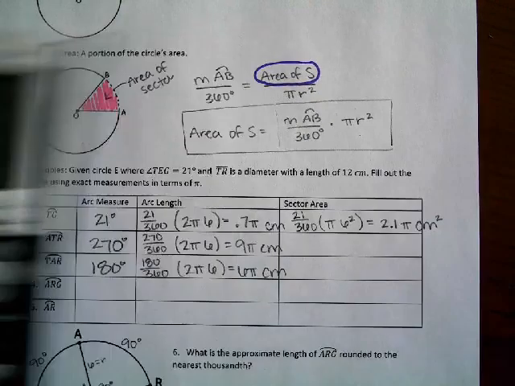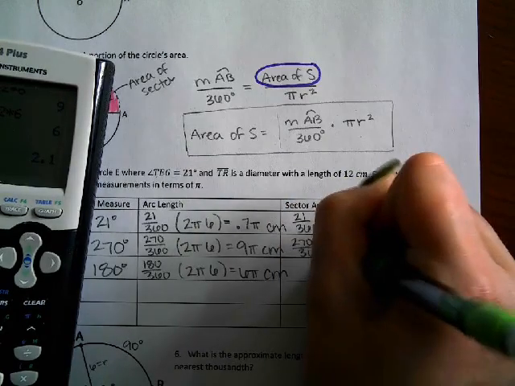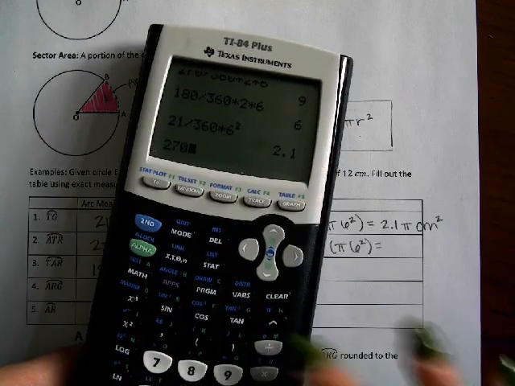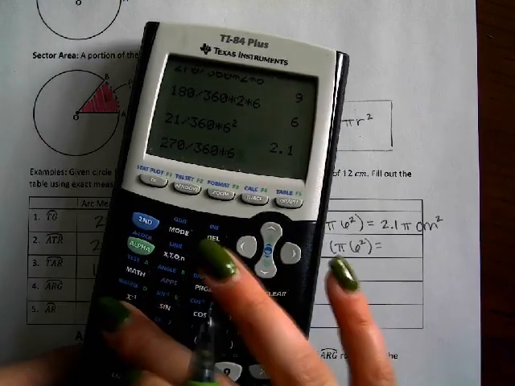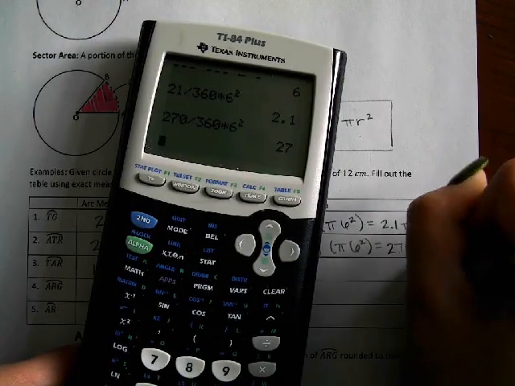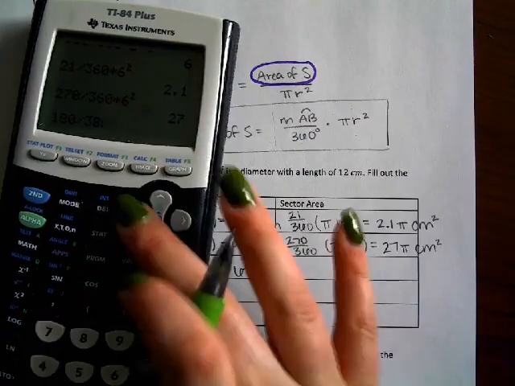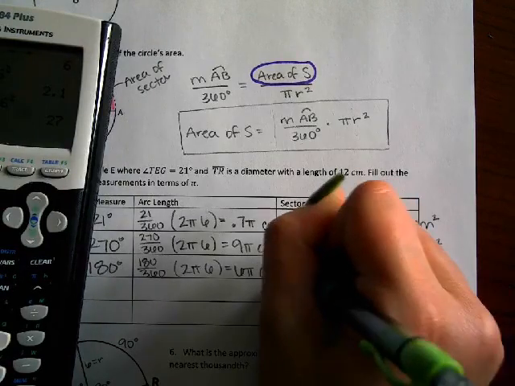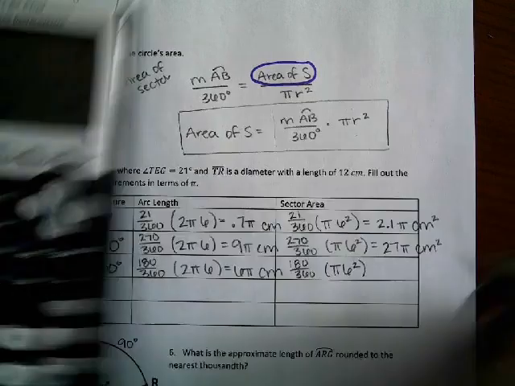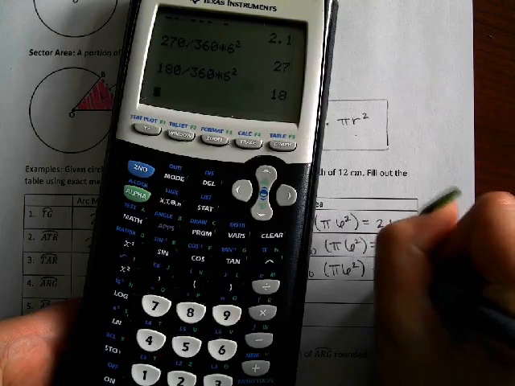All right, for the next one, 270 over 360 pi r squared. 270 over 360 times r squared is 27 pi centimeters squared. 180 over 360 was the next one, pi r squared. 180 over 360 times r squared is 18 pi centimeters squared.